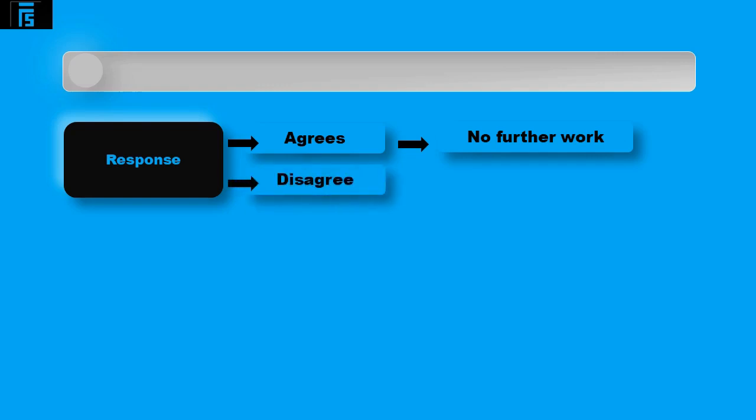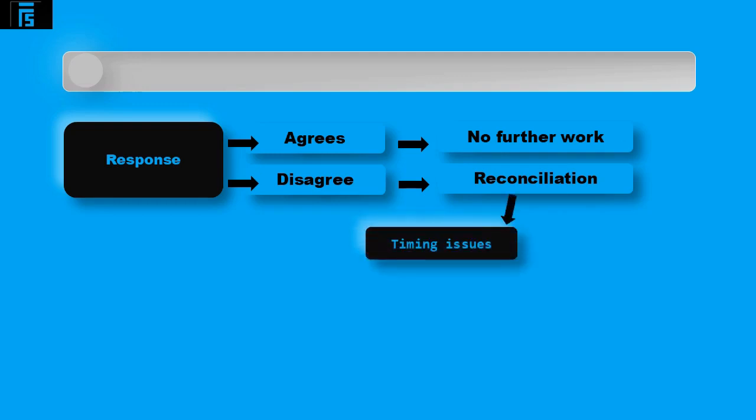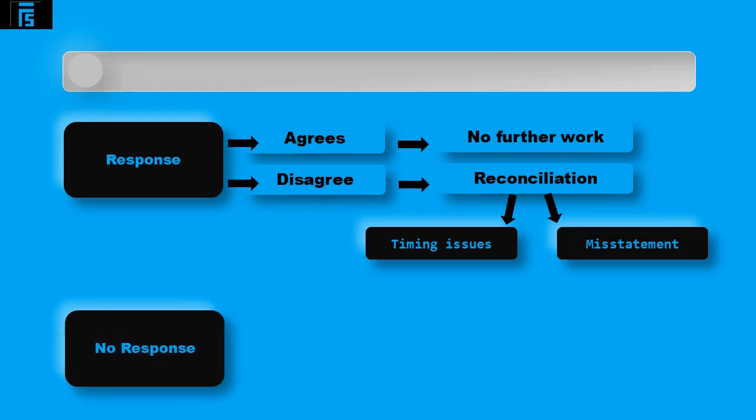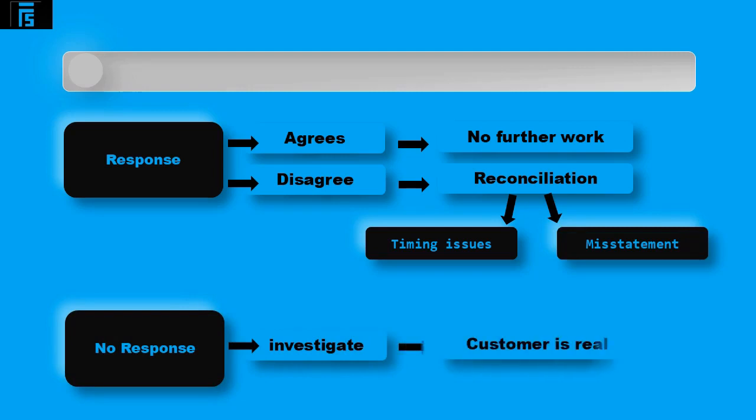If the response does not agree with the ledger, the auditor will then need to complete a reconciliation between the client and customer balance to identify if the difference is due to timing issues or due to a misstatement. If there is no response, then the auditor may wish to investigate that the customer does in fact exist. An example would be to inspect post-year-end bank statements for evidence of customer payments.